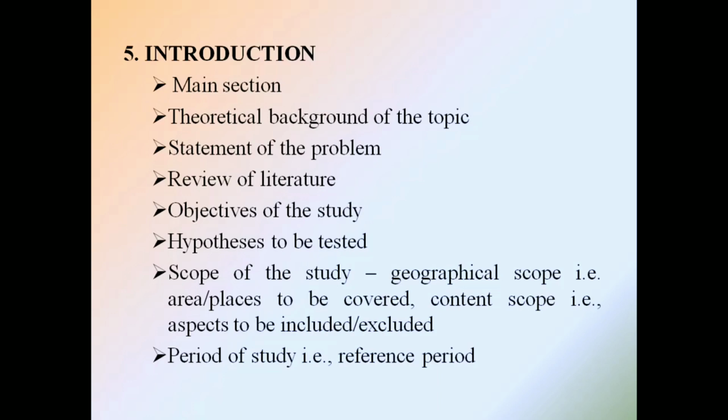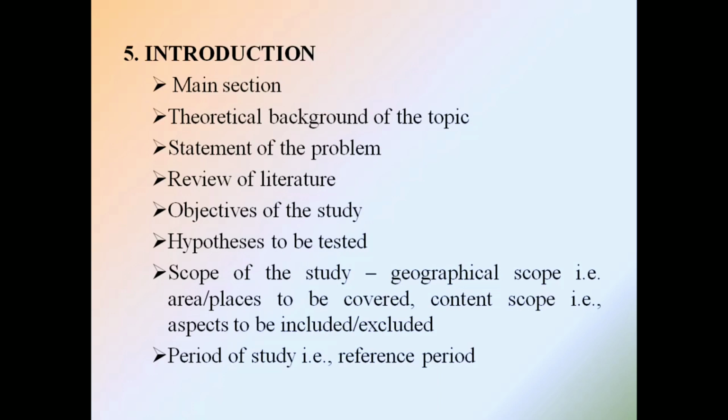Then review of literature, if you have already research have been done on this topic previously, or if you have studied any articles regarding this topic, you can write the review of the literature. You can write those particular articles, specify the main points of the article in this particular part. Objective of the study, what are the main objectives or purpose of conducting this research are written in this particular section. Then hypothesis to be tested, if you are testing a particular hypothesis, you have to write the hypothesis, what you are going to test in this particular part.